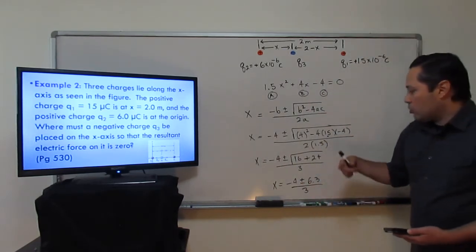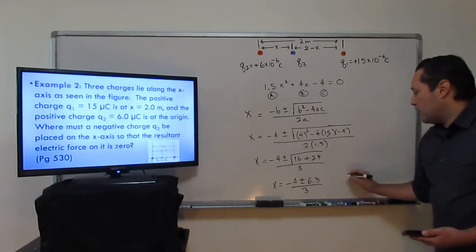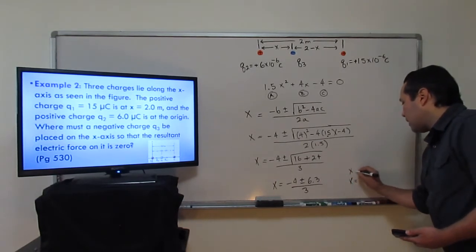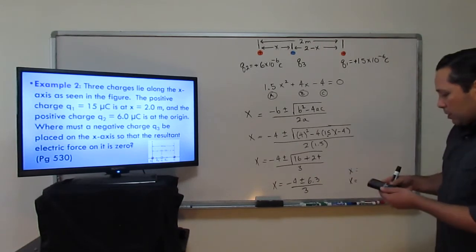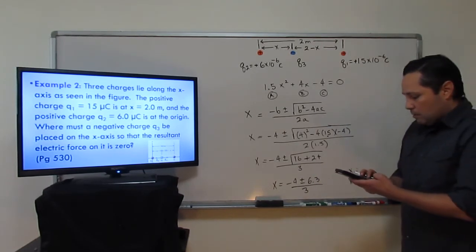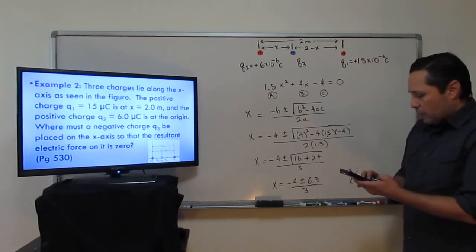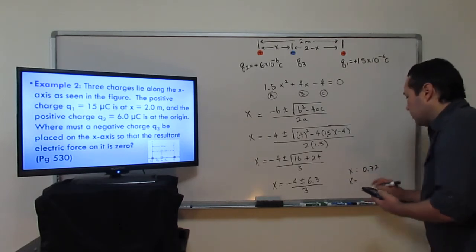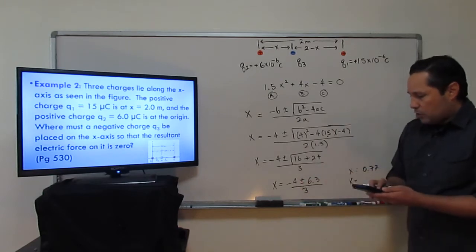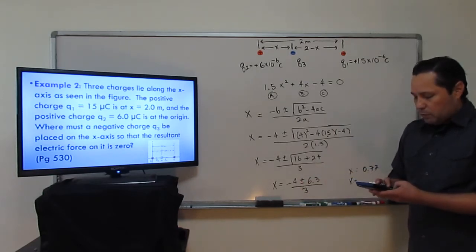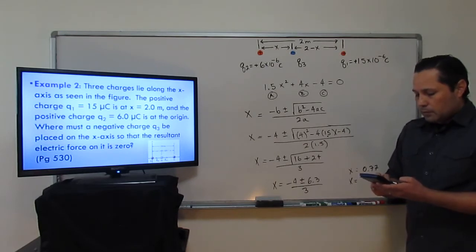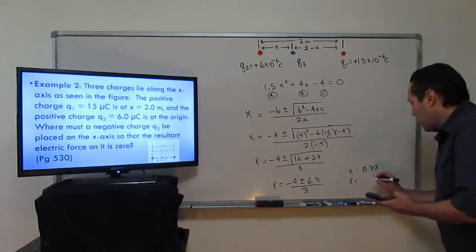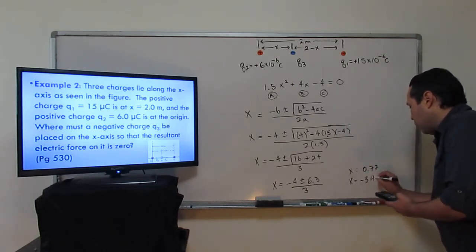Alright, so now we're going to go ahead and solve. One's for positive, one's for negative, and we get our answer for what is x. Alright, if we add them up, it's going to be 6.3 minus 4 divided by 3 gives us a value of 0.77. Alright, but if we subtract, it's going to give us negative 6.3 minus 4 divided by 3 gives us a value of negative 3.43.